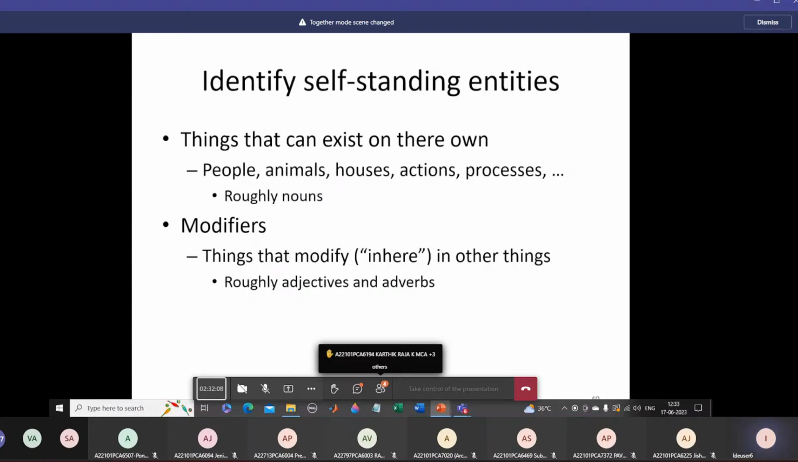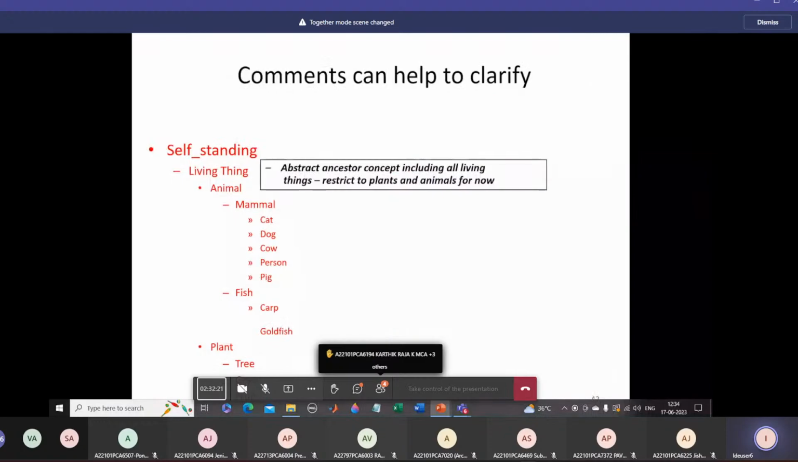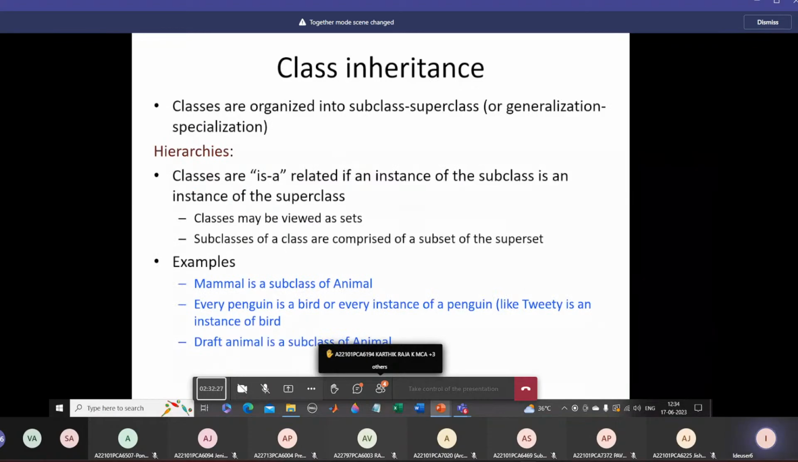Okay, so we have to reorganize with the definable things and with the primitives. And you can write comments that help to clarify it, like why you say this was a living thing. And we have class inheritance. So some classes will be organized into a class or superclass hierarchy, where an instance of the subclass is an instance of the superclass.